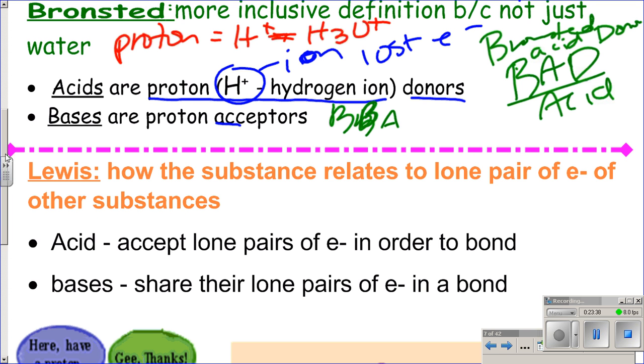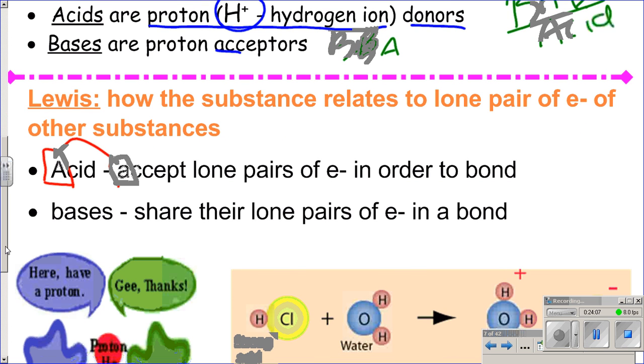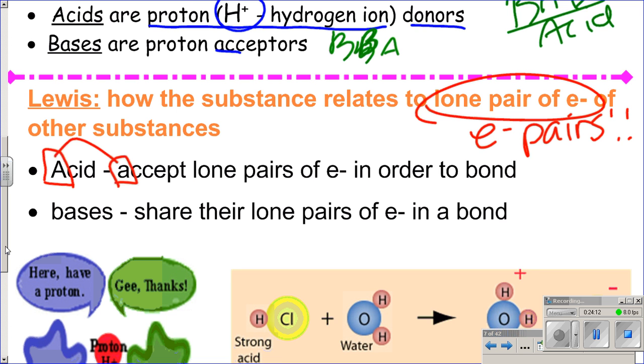This one we will see probably least often out of all of them, but we need to know the definition. So this one's not focusing on protons, it's focusing on electrons. Pairs of electrons, okay? Acids are acceptors in this one. Sorry, I know the other one was an acceptor in the Bronsted-Lowry, but we're talking about a totally different subatomic particle, so they have to be opposites. They have to be different. So Lewis electron pairs are kind of the highlight of his definition.